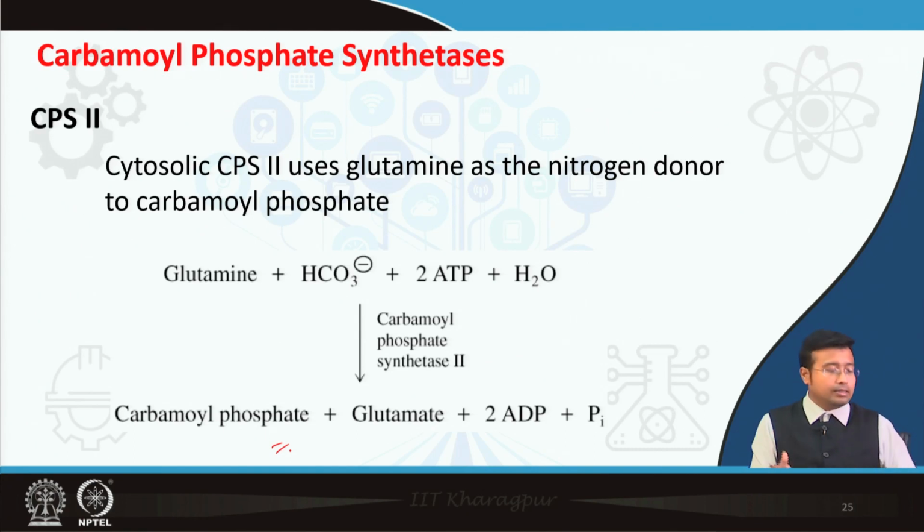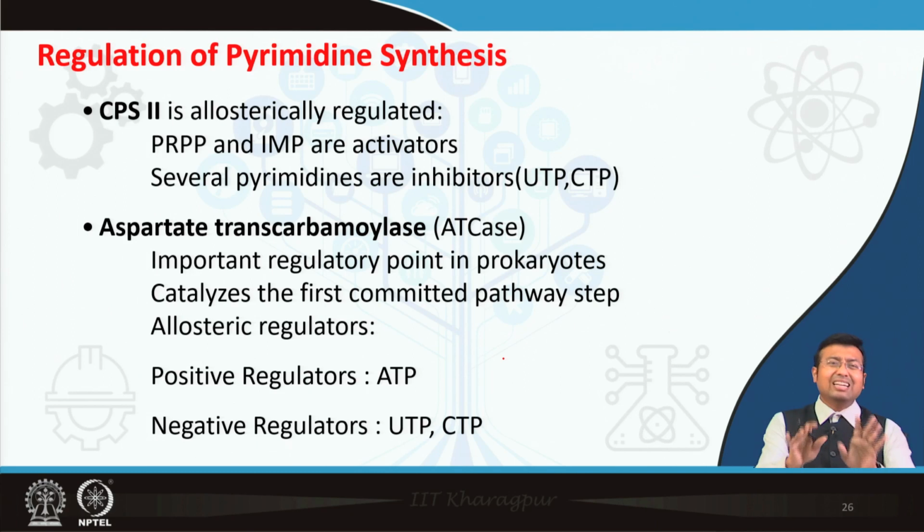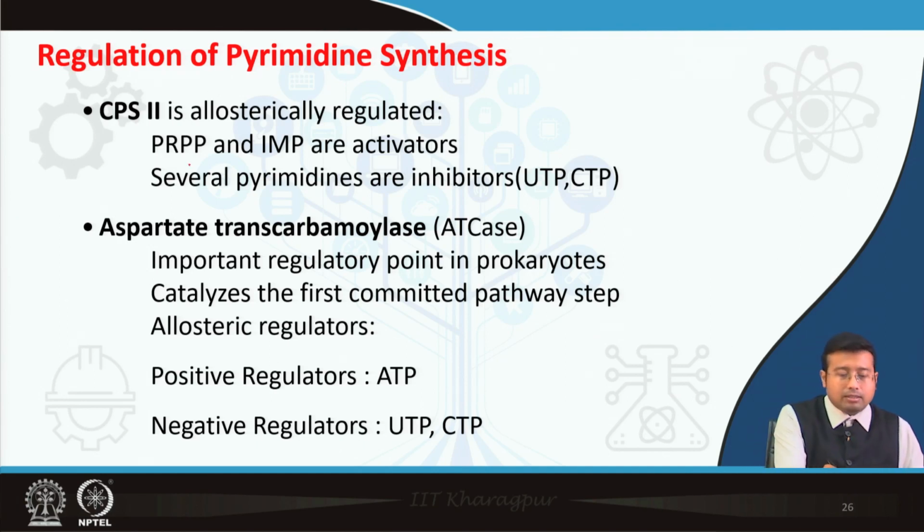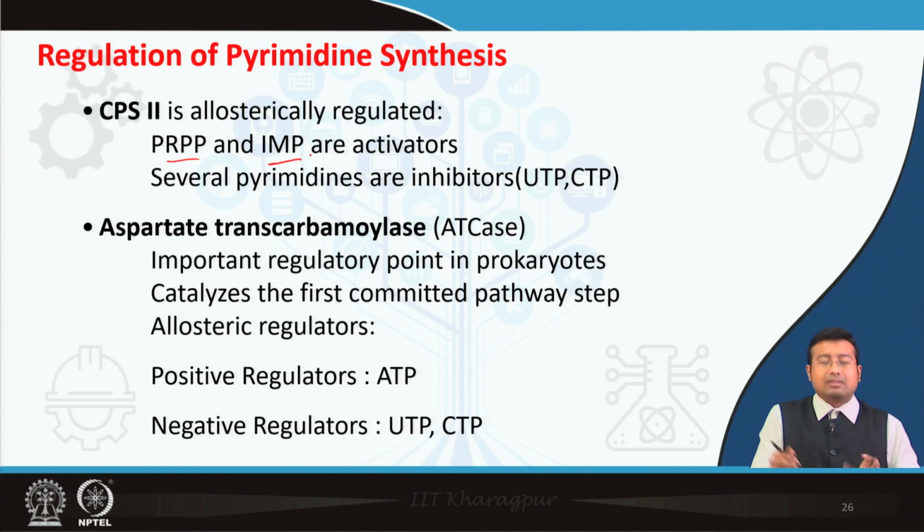ATP is used because these are synthetase enzymes. This is variety 2. Now, how are these regulated? CPS2 is allosterically regulated, right. So, who are the allosteric activators? PRPP and IMP are allosteric activators, and the pyrimidines UTP and CTP are allosteric inhibitors, right.